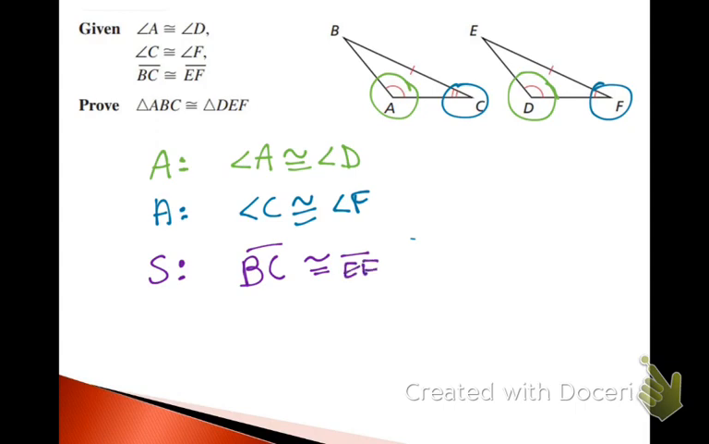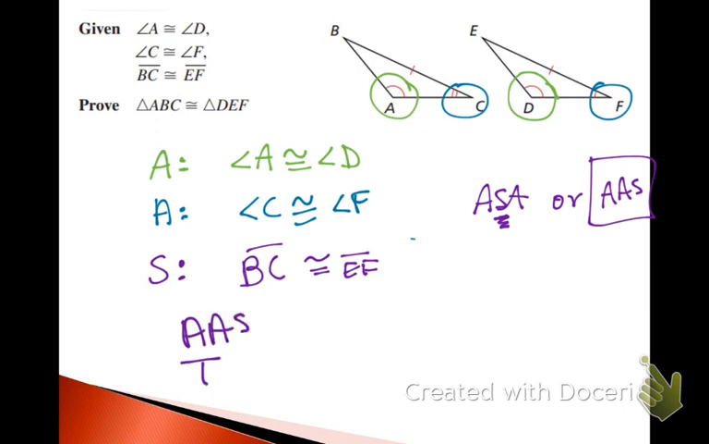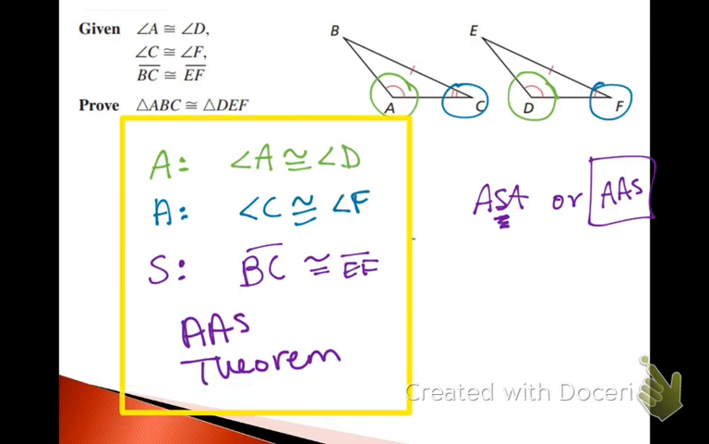All right, so how do I decide if it's angle, side, angle, or angle, angle, side? Where is my side? Is it between my 2 angles? It's not. It's across from my angles. So this would be angle, angle, side. All right, so we would write angle, angle, side theorem. So we write all of this proof in angle, angle, side theorem.